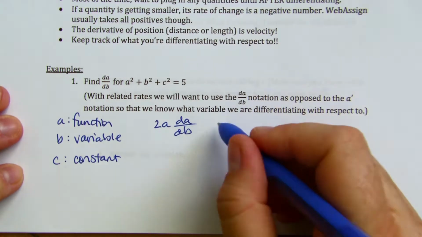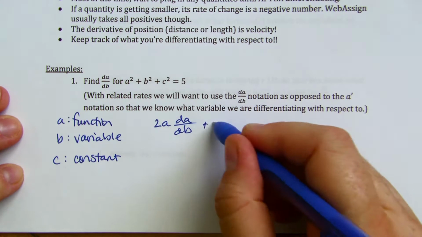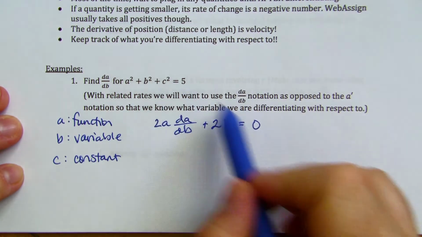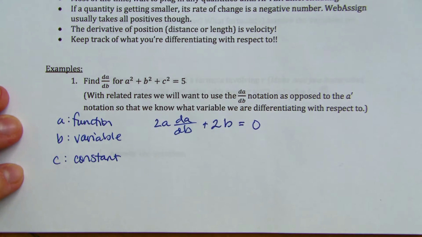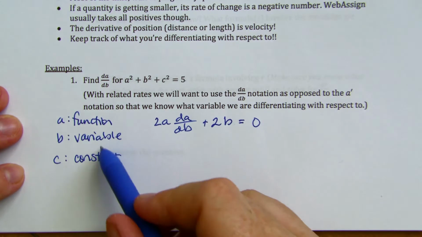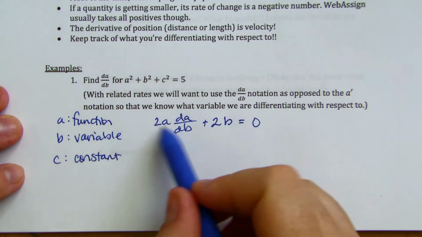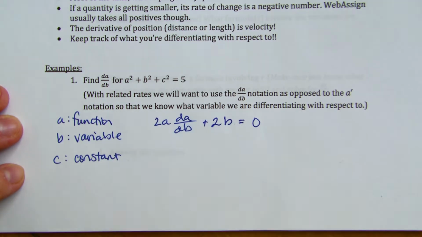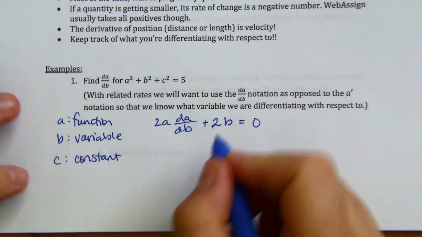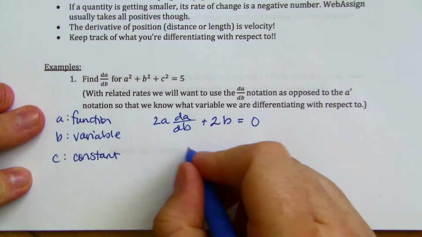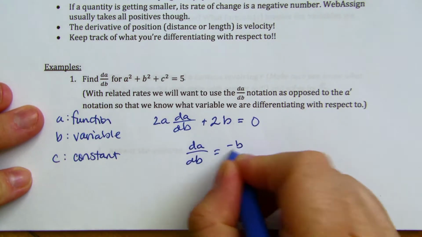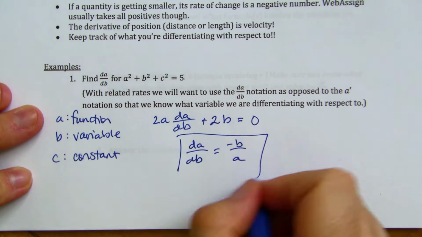And then we have the derivative of b squared, which is just 2b, equal to 0. Derivative of a constant is 0. And the reason we don't have dB/dB essentially here is because B is our variable. A is a function, so that's using implicit differentiation here. So solving for dA/dB, we can subtract 2b, divide by 2a, and dA/dB is equal to negative b over a.